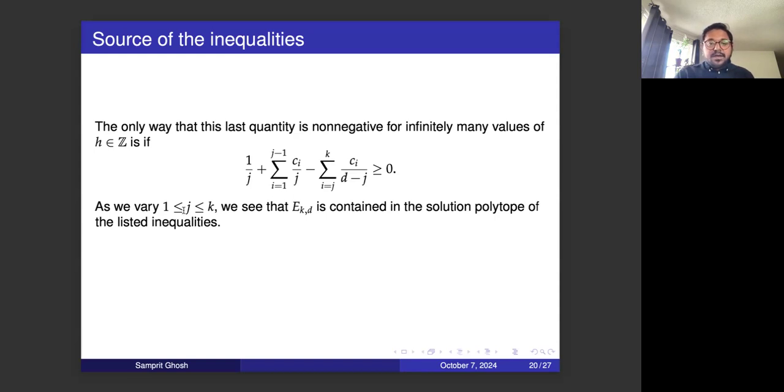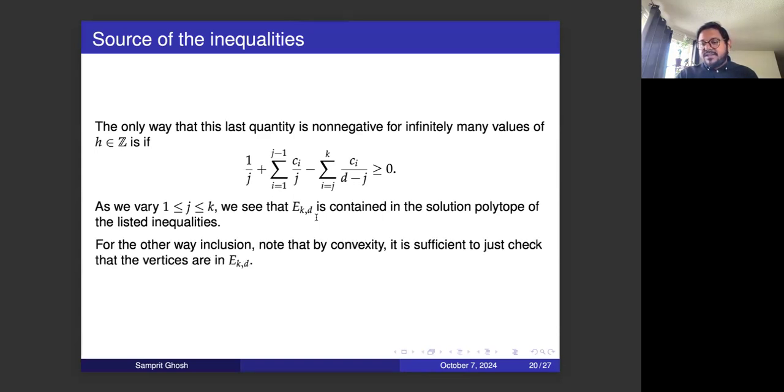Right. So as we vary j from 1 to k, we see that for every C1, C2, ..., Ck point in EKD, they have to satisfy these inequalities. That means our EKD is contained in the solution polytope obtained from these inequalities. So in order to conclude that EKD is exactly equal to the solution polytope, we just need to prove the other way. So suppose you take a solution of these inequalities, we want to show that it's contained in EKD.